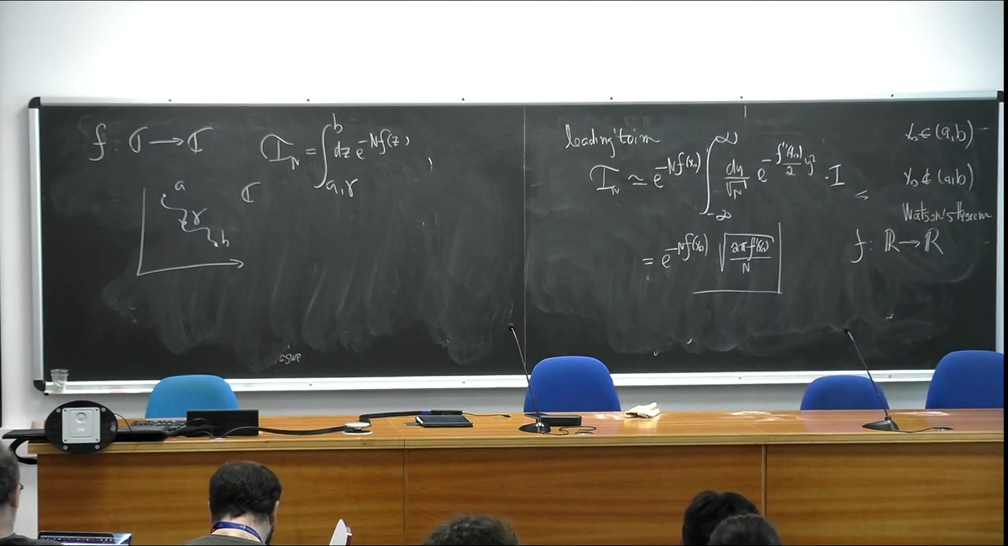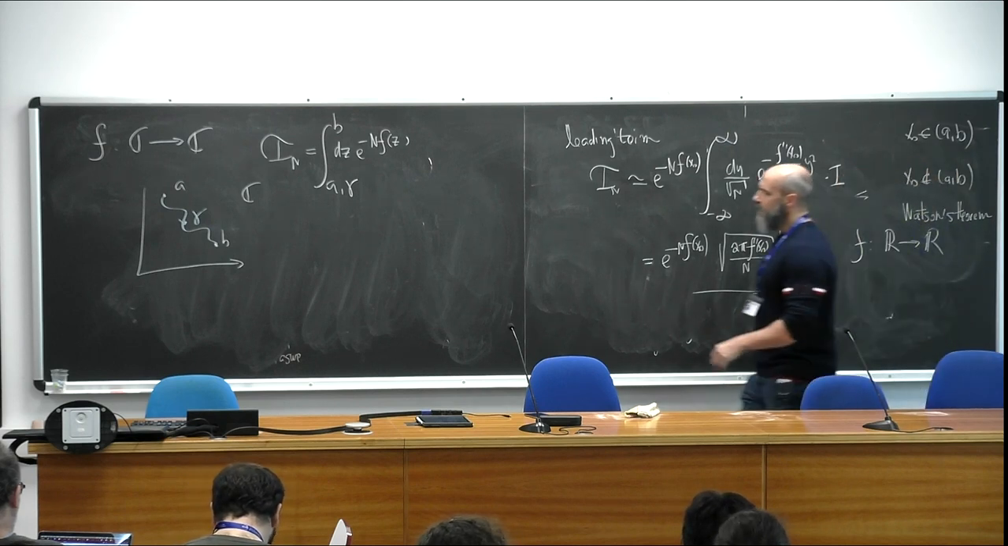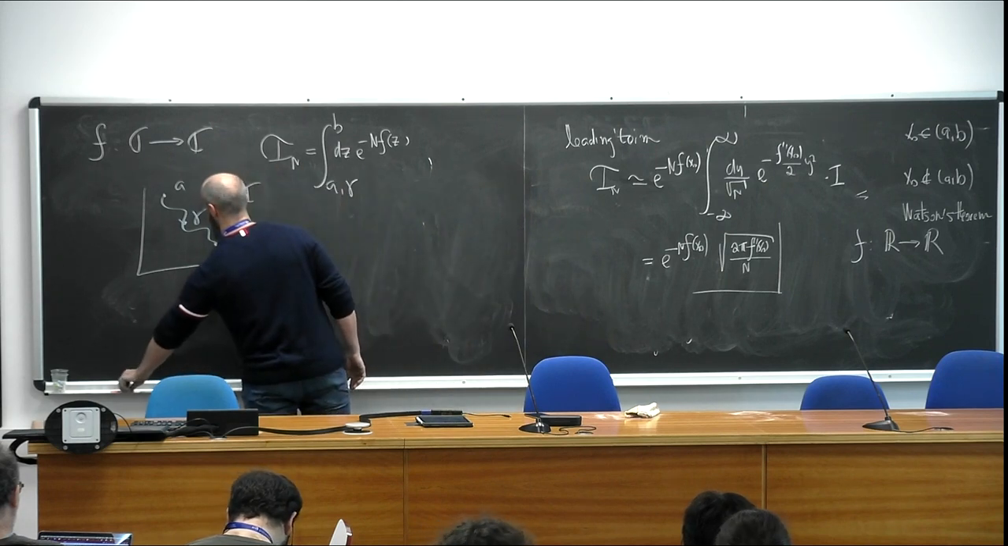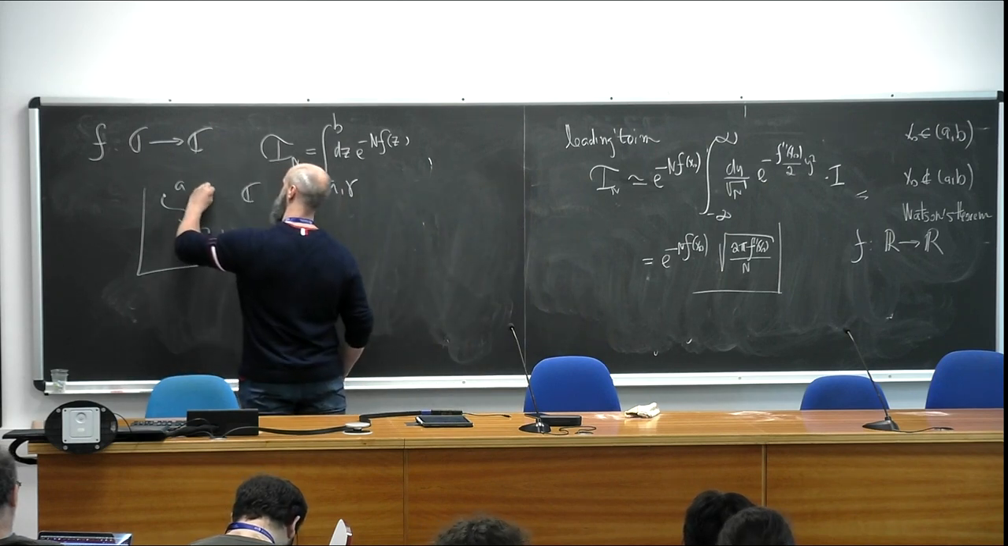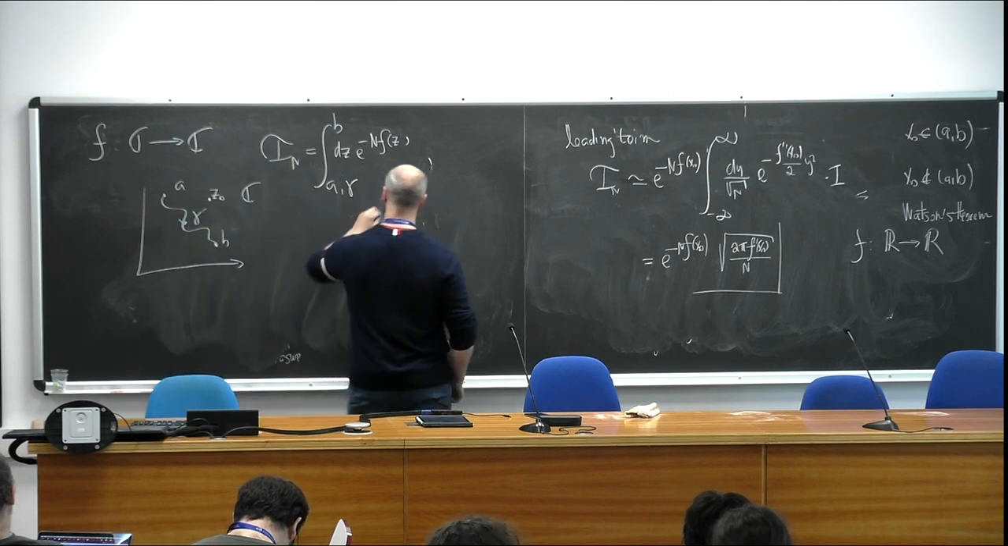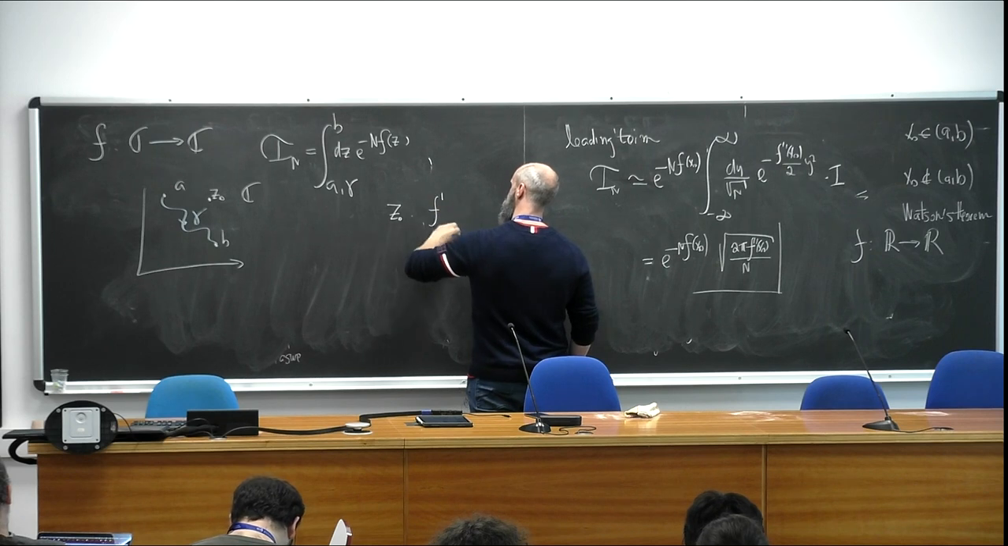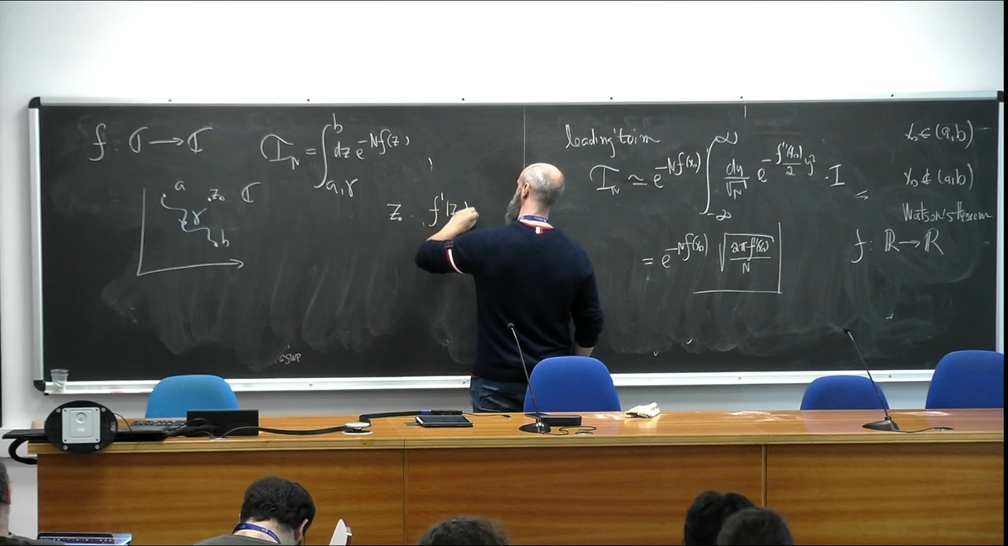So in this case, you can do the same trick, or something very similar. What you do is you look for a point in the complex plane. Let's say this is a point z zero. You look at a point in the complex plane such that the derivative of the function evaluated at z zero is zero.